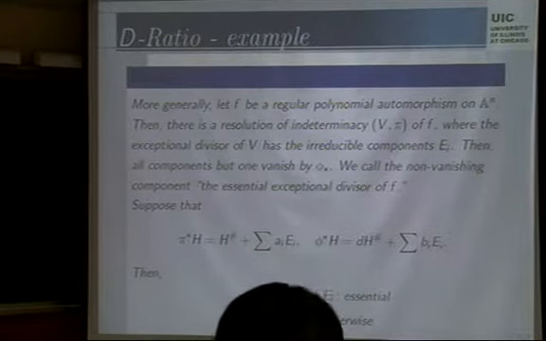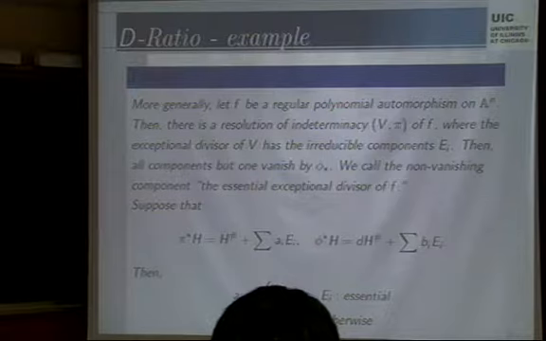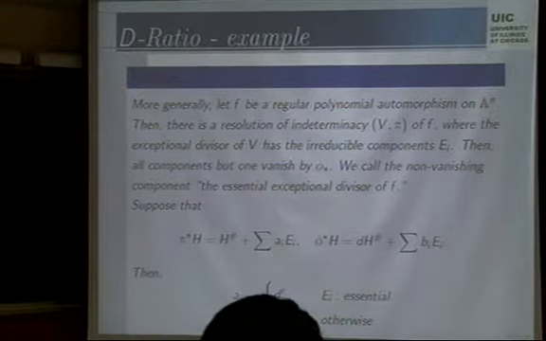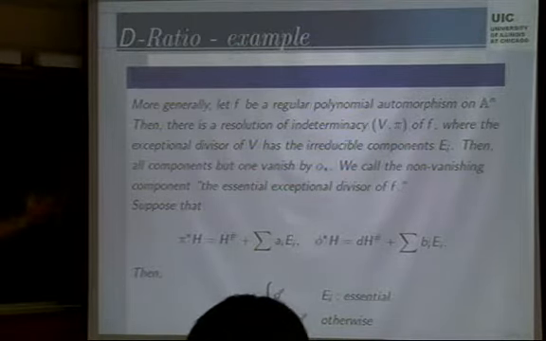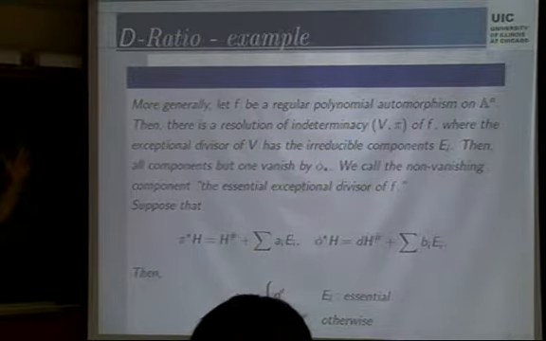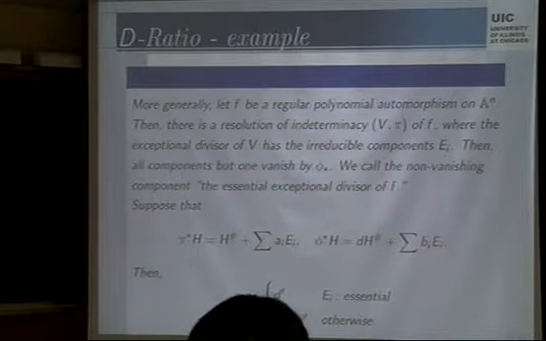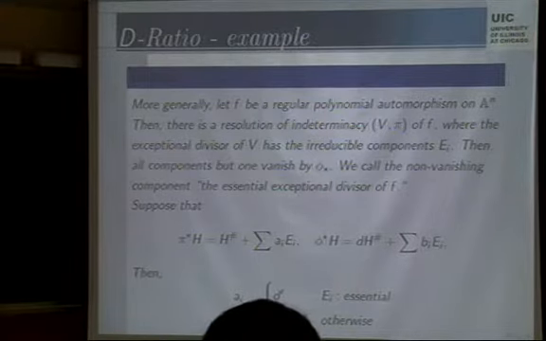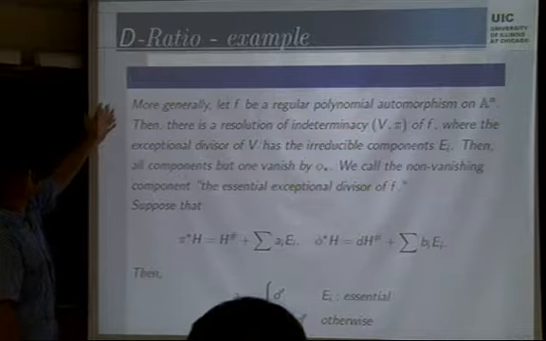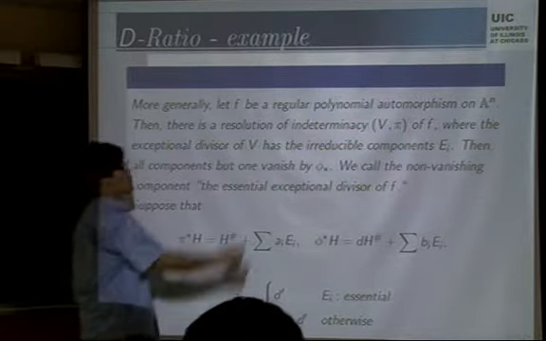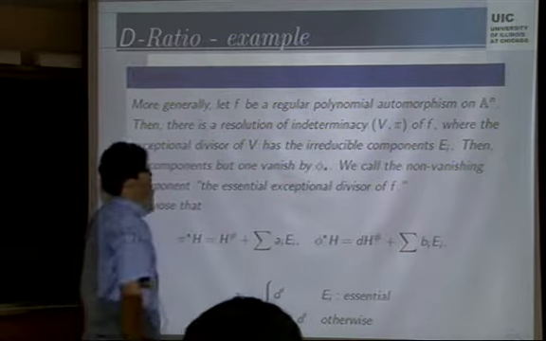If you have a regular polynomial automorphism in higher dimensions, then the situation is more complicated. If we have a blow-up on a surface, we only blow up along a point, so calculating the blow-up is quite easy. However, if you have P3, P4, and so on, you should blow up along curves, surfaces, and so on. So this blow-up is so complicated that I cannot show you what the picture is, but we can say it like this. We choose a regular polynomial automorphism, then we can find a resolution of indeterminacy.